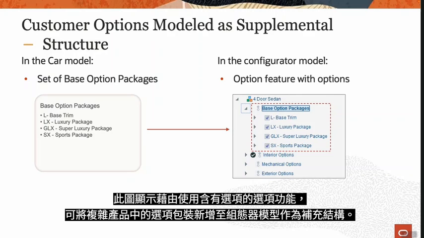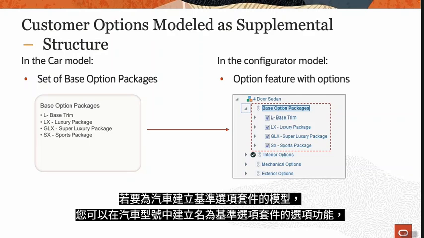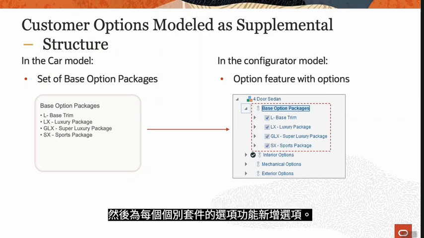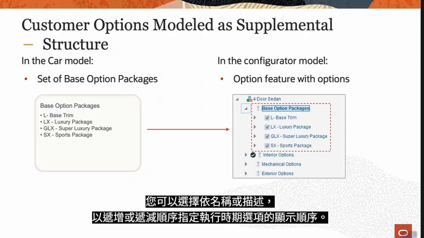To model packages for the car, you create an option feature named base option packages in the car model, and then add options to the option feature for each of the individual packages. You can specify the display sort order of the options at runtime by either name or description in either ascending or descending order. By default, the options appear in the order in which they were created.